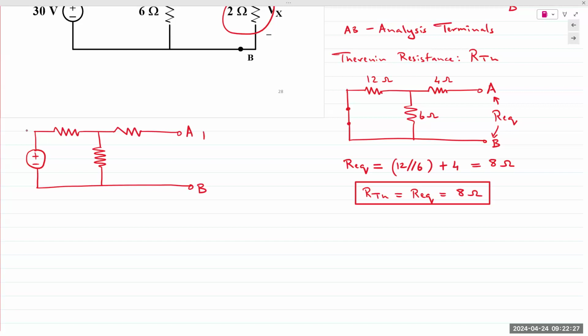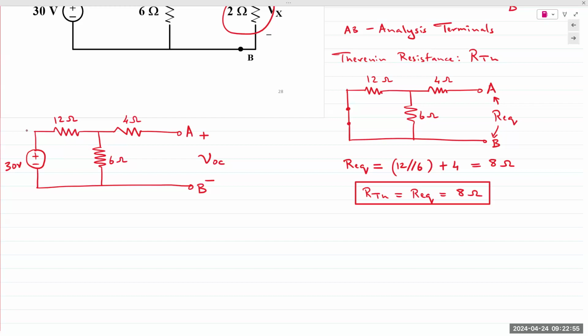Then note the voltage polarity and VOC, the open circuit voltage that you will be analyzing for. 30 volts, 6 ohms, 12 ohms, 4 ohms. That's it. This is the circuit we need to analyze for Thevenin voltage.